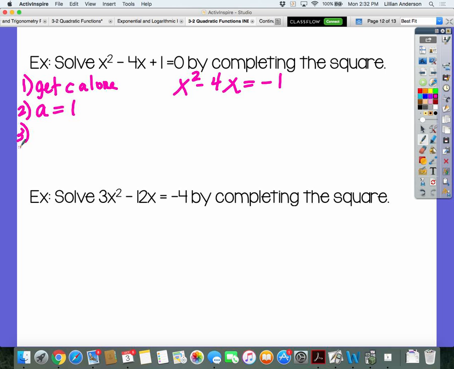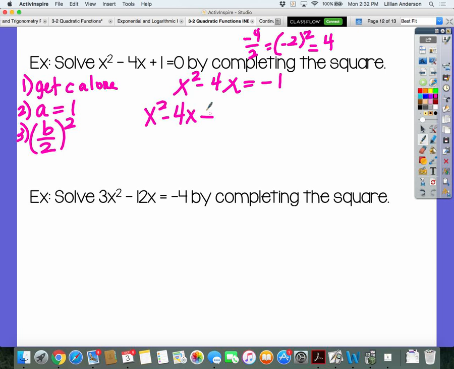Now the next step is you take half of B and you square it. Okay? And then add it to both sides. My B term is a -4. What's half of -4? When you square it, you get 4. And that's what you add to both sides. Basically, by doing that, you are making the left side of your equation a perfect square trinomial. That's why it's called completing the square. You're creating a perfect square trinomial.